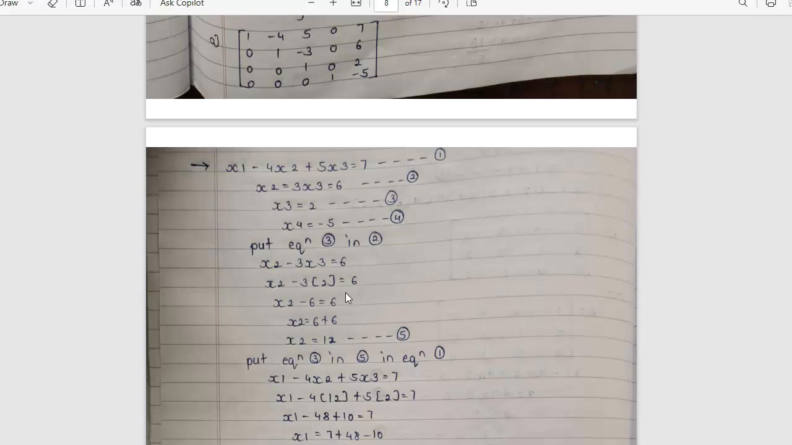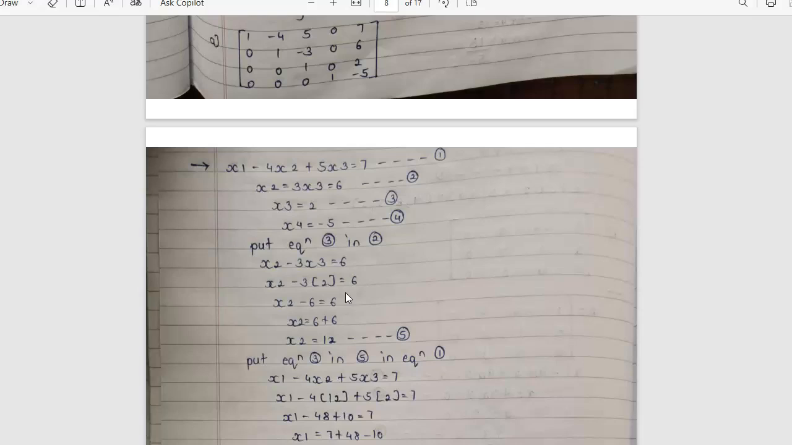So put equation 3 in equation 2. The value of x3 equal to 2 we put in equation 2. So x2 minus 3 times x3 equal to 6, so x2 is equal to 6 plus 6, that is 12. So the value of x2 is 12. Now we put that value of x2 in equation 1.